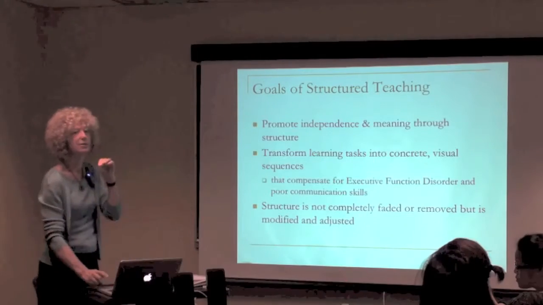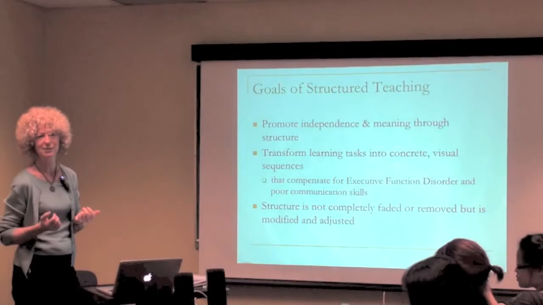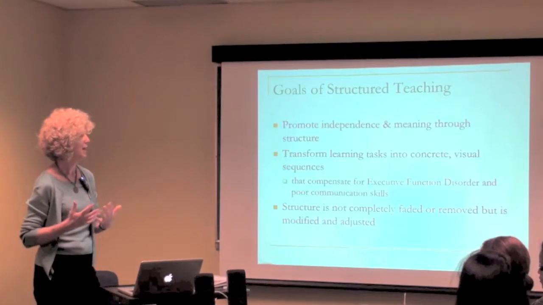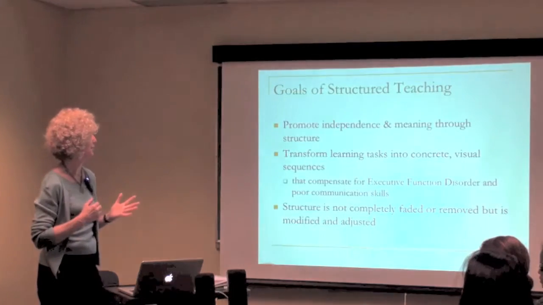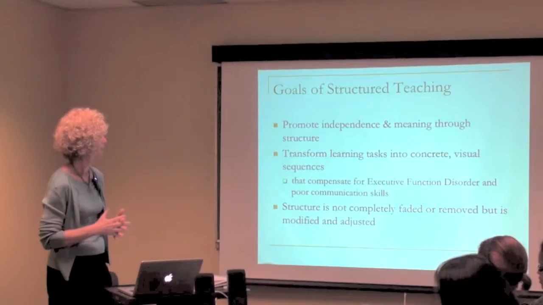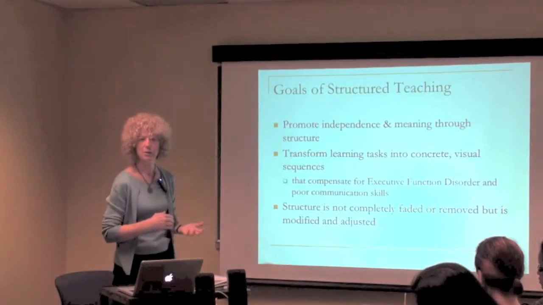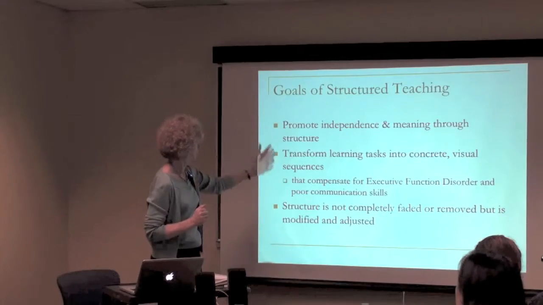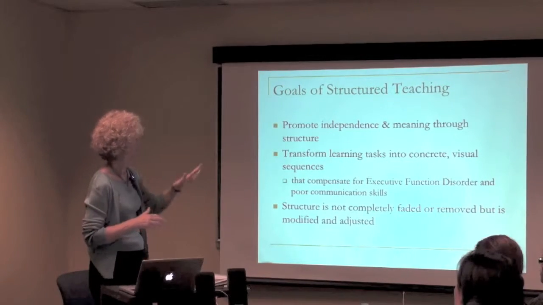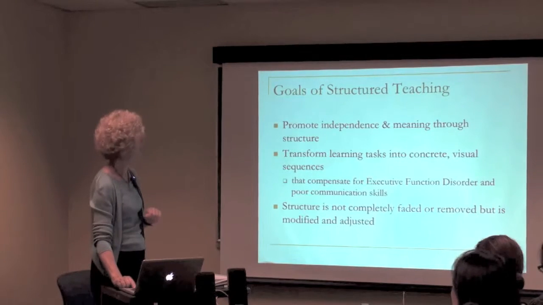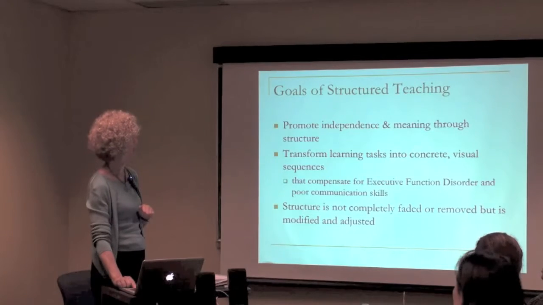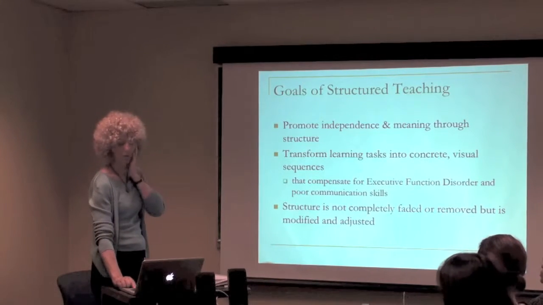So we're after independence. Kids that don't have autism that can use a lot of their other abilities are going to learn a system without all of this kind of detail and can become independent. So we're aiming again for the concrete, the visual sequence, to kind of bypass some of those executive function and poor communication skills, and we don't fade out or completely remove the structure.